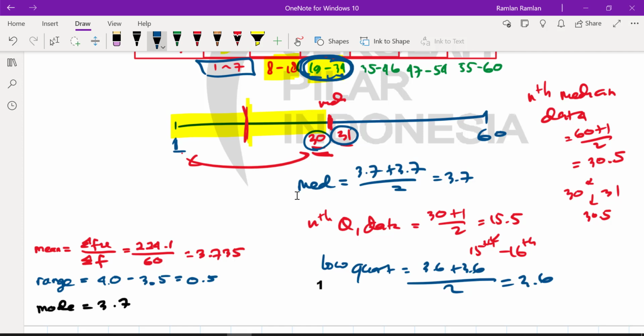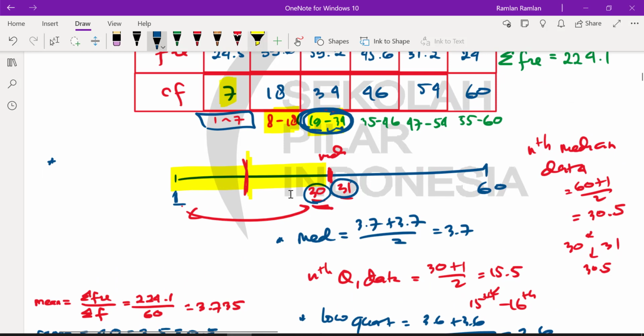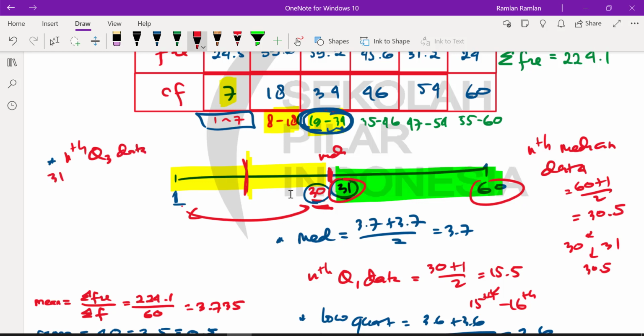Okay, the same thing with the upper quartile, guys, but this time we're going to focus on the right side of the median. So that will be over here, right? To find where it is, you only need to add these two numbers, 31 and 60, and then divide by 2. So I'm going to write that here. The nth upper quartile data is going to be 31 plus 60 divided by 2, and that'll be 91 divided by 2, which is 45.5. So the data will be between the 45th data and the 46th data.